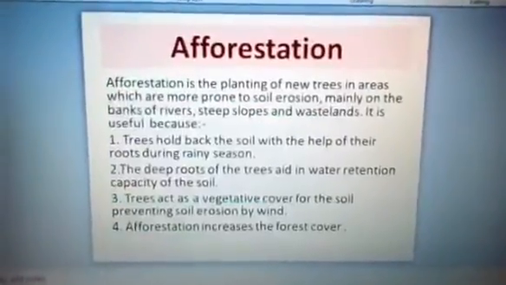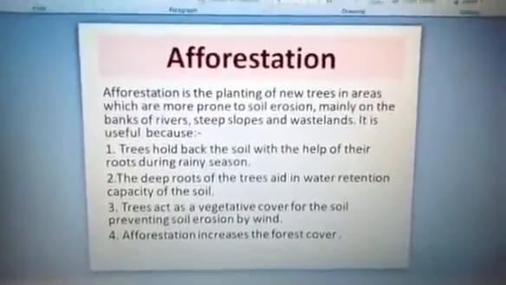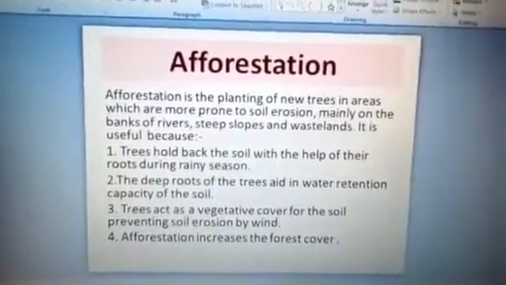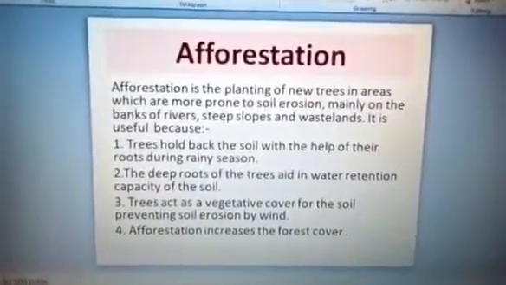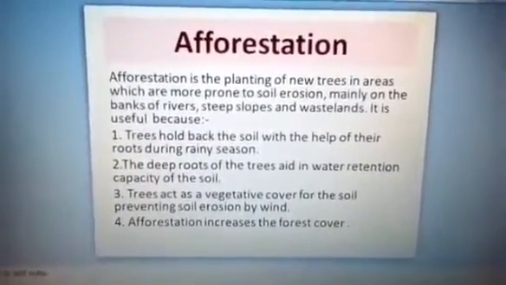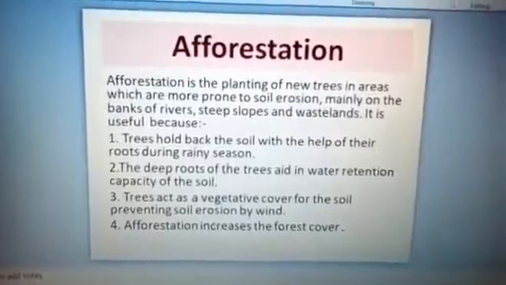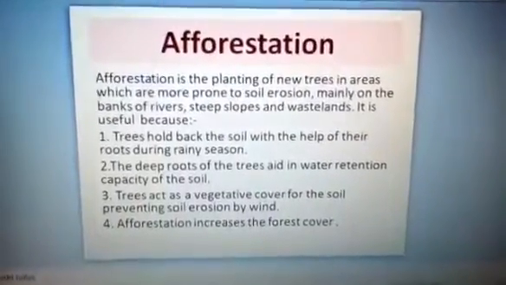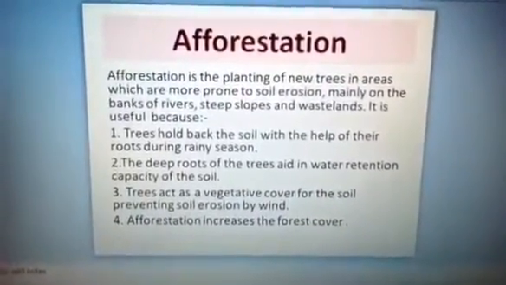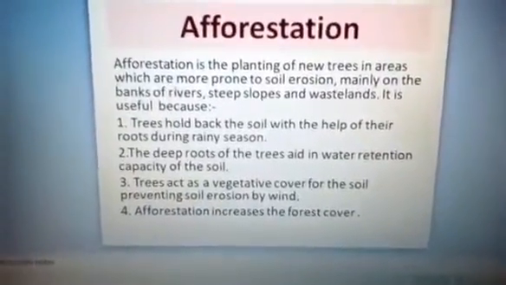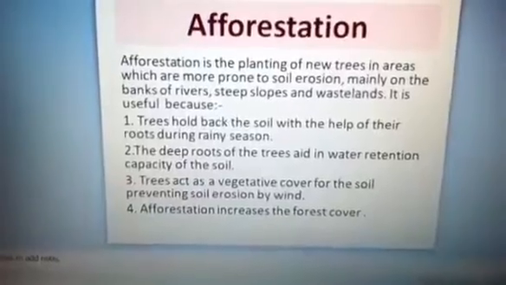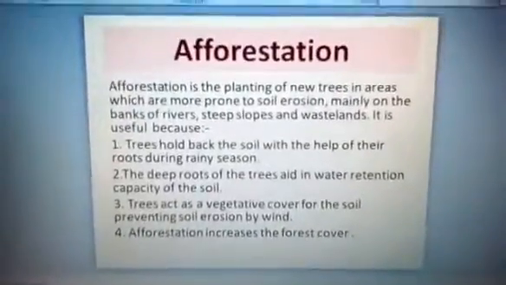So the first and foremost one is afforestation. Let us understand the meaning of the word afforestation. It is the planting of new trees in the areas which are prone to soil erosion, and specifically those areas which are along the banks of the rivers or the steep slopes along your mountains or your valleys, and your wasteland area where nothing can grow easily, or any uncultivated area also.